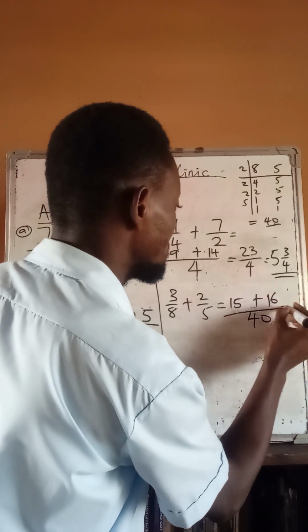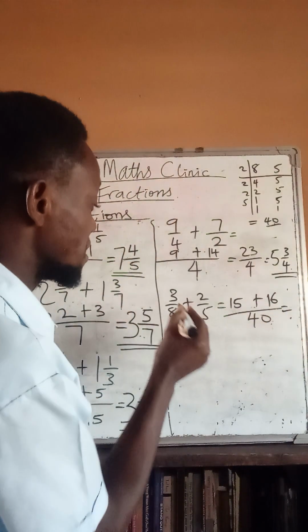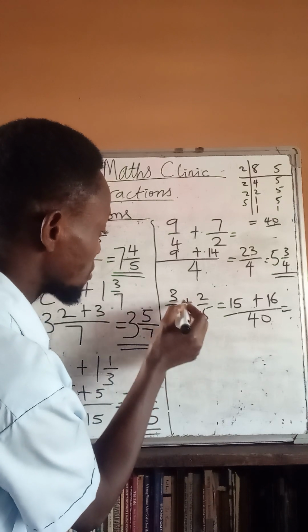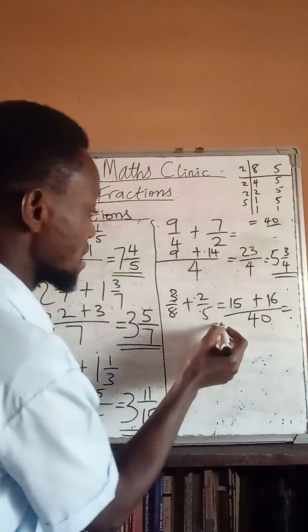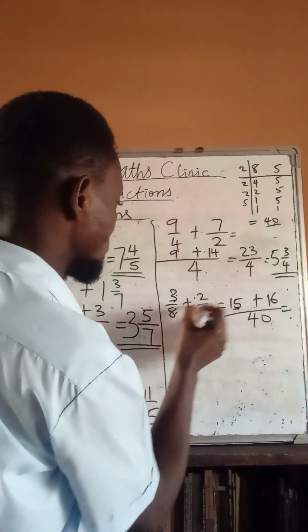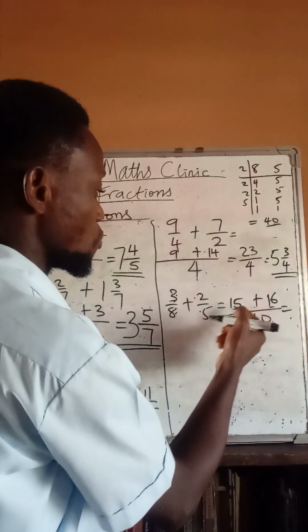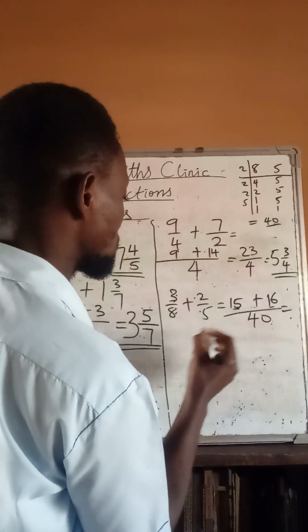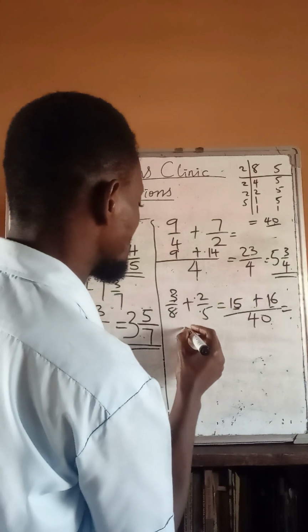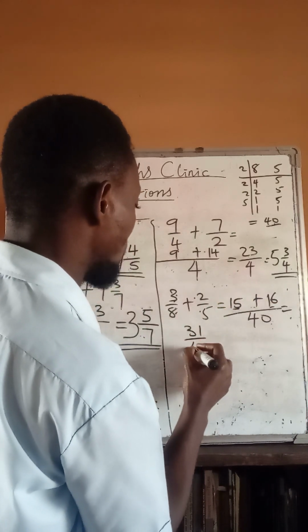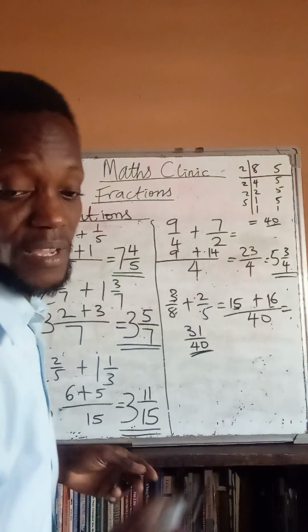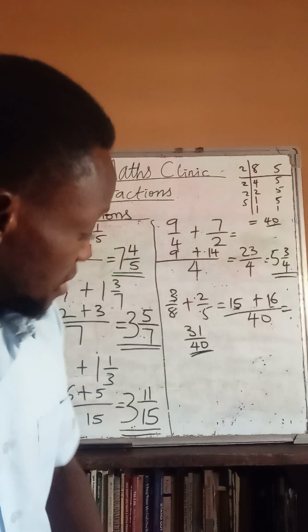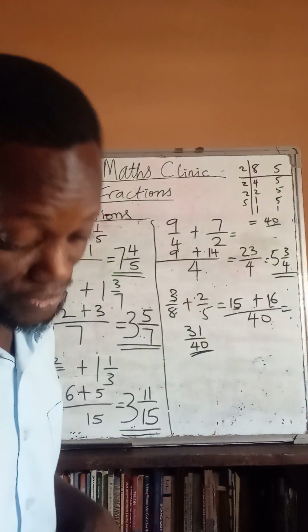In a nutshell, how else can you do this? This multiplied by this, this multiplied by this. 3 times 5 is this here. 8 times 2 is this here. So we have 15 plus 16 will give us 31 all over 40. That is our answer. Another proper fraction.